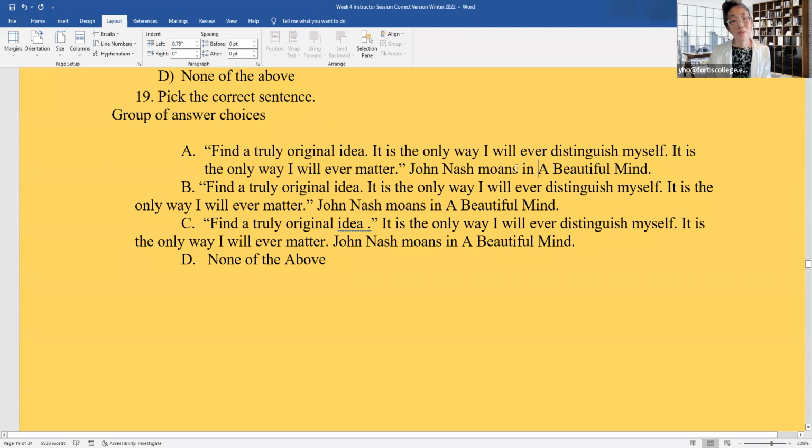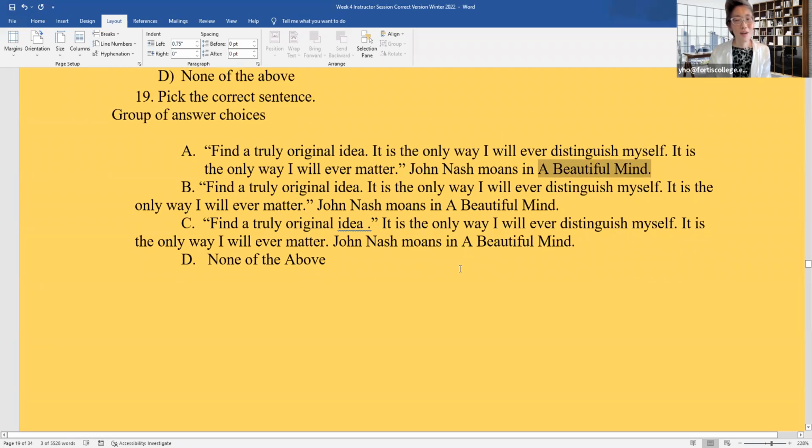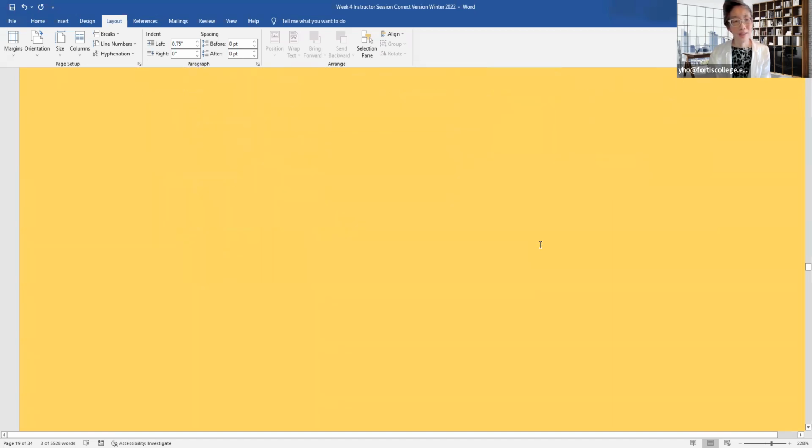All I know is that they're all incorrect because A Beautiful Mind has to be italicized, and because none of these have it italicized, none of these sentences are correct. Before, this quiz was slightly different, and they changed the quiz, and I didn't correct it from before, so I apologize for that. But the answer is D, none of the above, because A Beautiful Mind needs to be italicized.